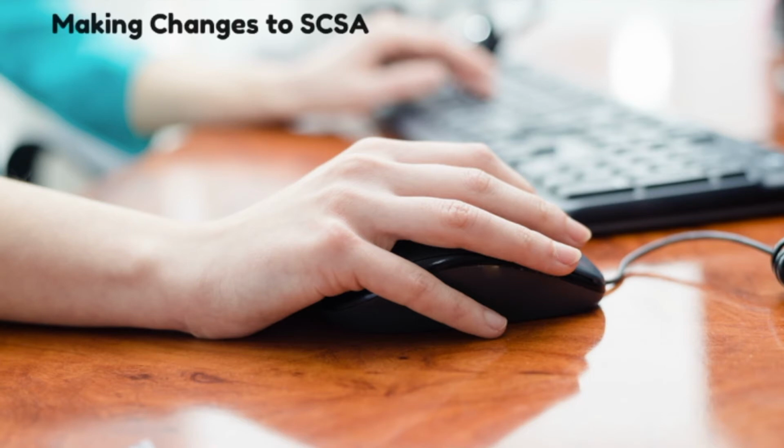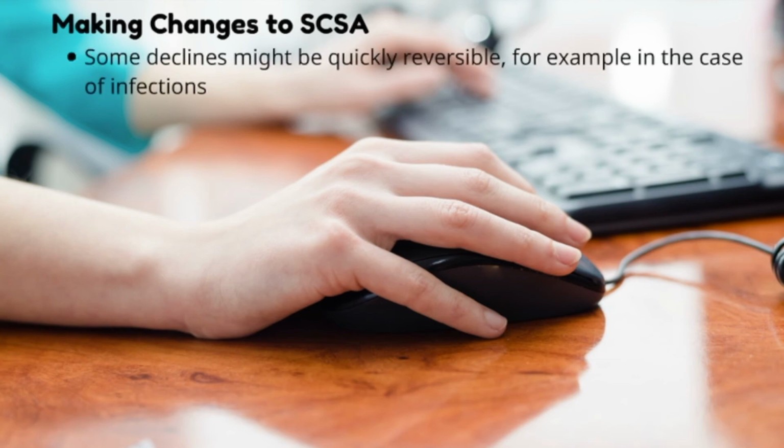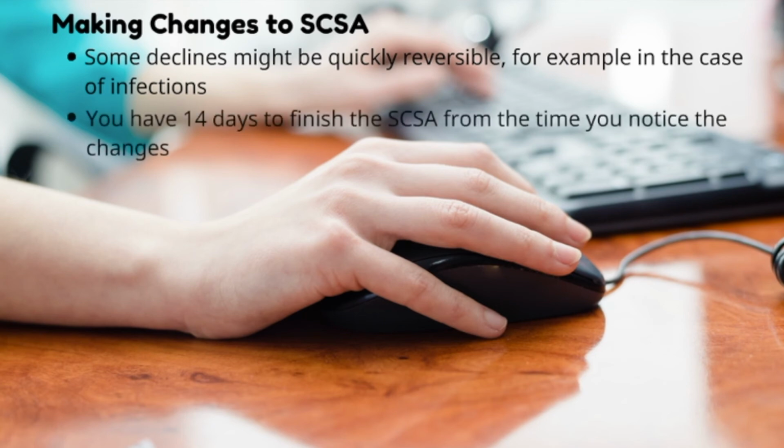Many teams have questions that sound like, these two changes are not large, even though there are two. Must we still do an SCSA? After all, a comprehensive assessment takes a large amount of time by several people to complete. It is true that some declines might be quickly reversible, and you do get 14 days to finish the SCSA from the time you notice the changes. This can happen in cases of infection or viruses. A new antibiotic and period of isolation may be over before the SCSA can be completed.